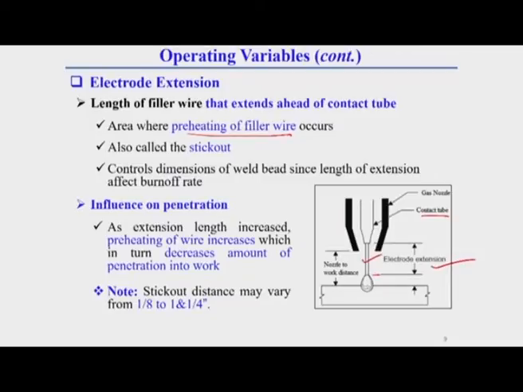And this is also called the stick out length, that is, the length coming out in front of the contact tube, because preheating of the electrode has already taken place there. So, what happens with a further increase of current or voltage? Does the burn off rate increase or decrease more compared to when there is less preheating?